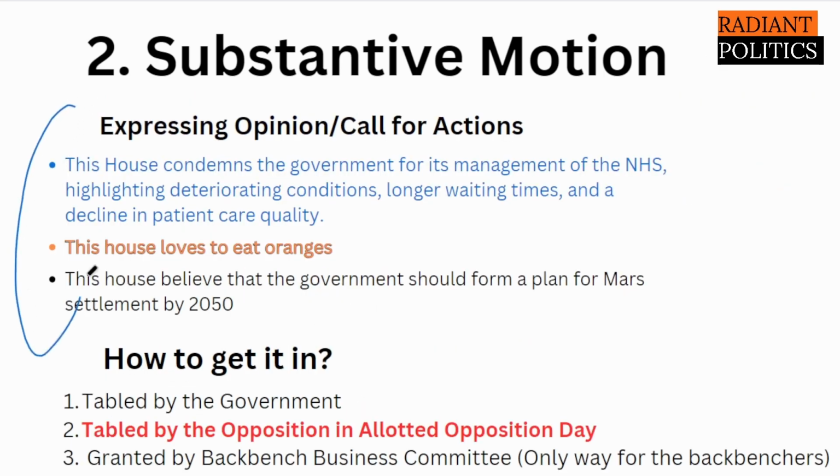Here are more examples of substantive motion. This House condemns the government for its management of the NHS, highlighting deteriorating conditions, longer waiting times, and a decline in patient care quality. This House loves to eat oranges. These two are going to be my dummy motions that I am going to use to explain the procedure later.